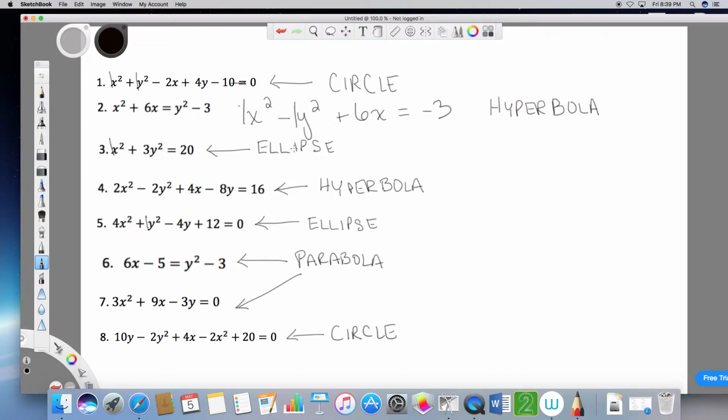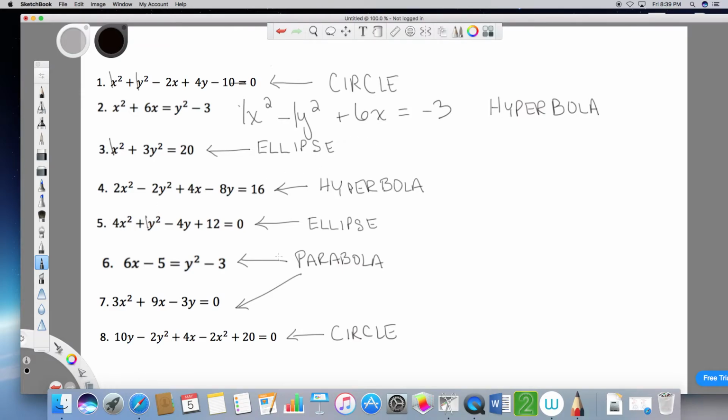For the ellipses, it's similar to the circle. A circle is a special case of the ellipse. But for an ellipse, the coefficients are the same sign. This was positive 1 and this was a positive 3, but the numbers are different from each other. So 1 was not equal to 3, but they were both the same sign. In number 5, 4 was not equal to 1, but they were both positive. They were both the same sign.